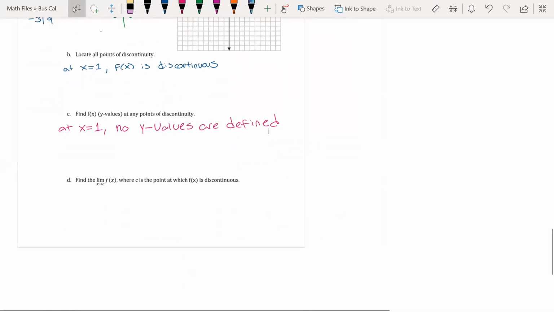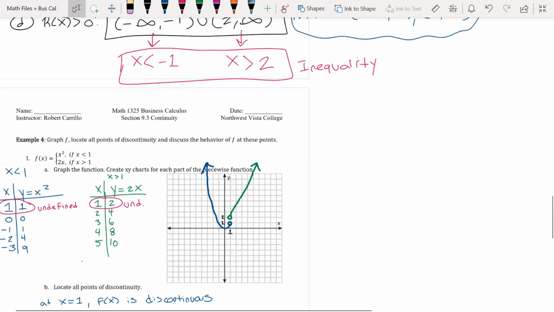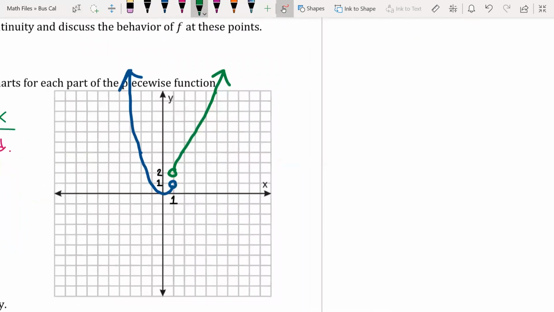And then the very last question says, find the limit as X approaches C of f of X, where C is the point at which f of X is discontinuous. Okay. So in order to see if we have a limit that exists, we need a left-hand limit and a right-hand limit. So let's just look at the graph above. So as we approach 1 from the left, Y is getting closer to what number? Just run that back, because we want to know if a limit exists at this point of discontinuity.